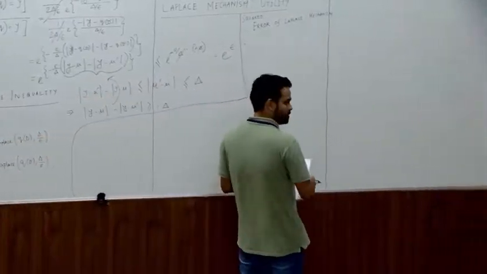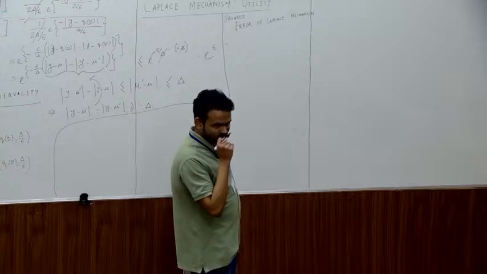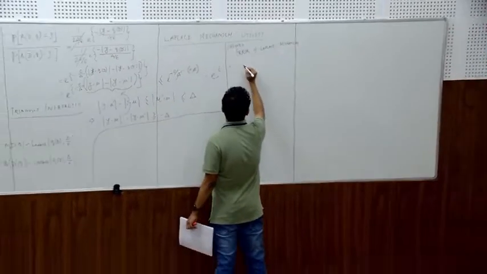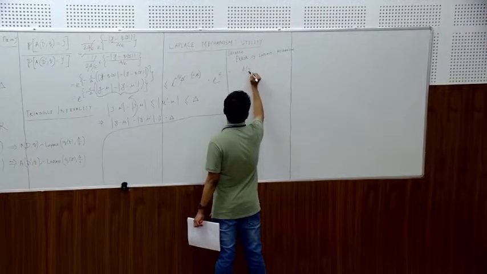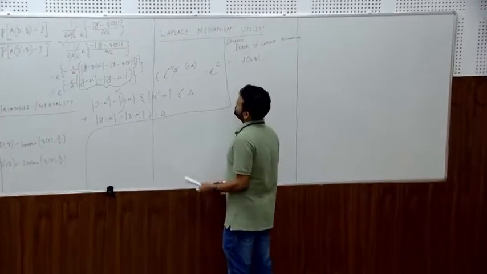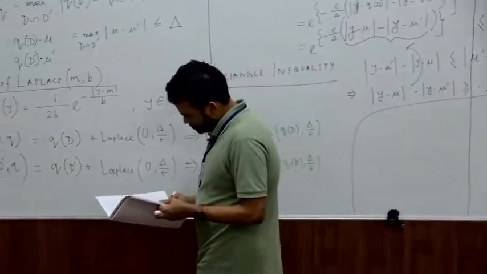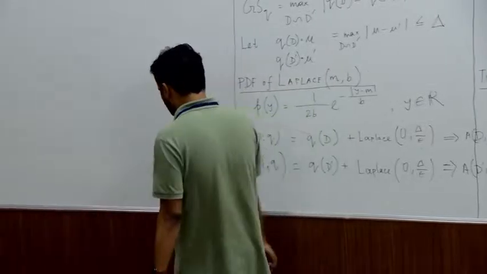Sir, we have to show this probability ratio bound for any subset S, but here we have given the density ratio bound for a singleton. Singleton one, yeah, true. So that part needs to be completed. Yeah, that part needs to be completed, yes.